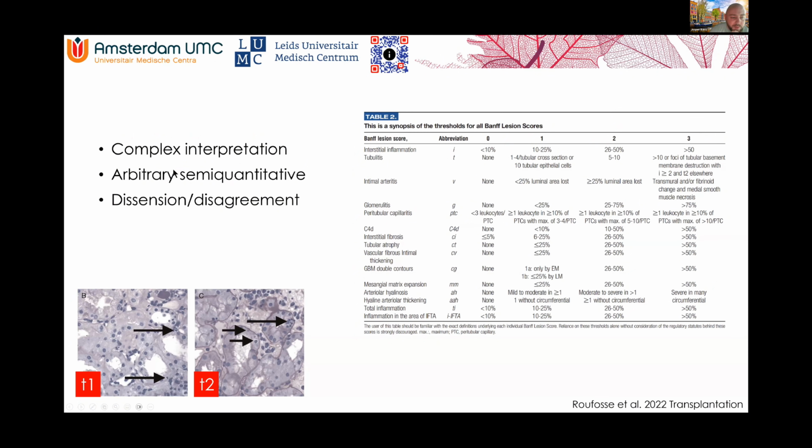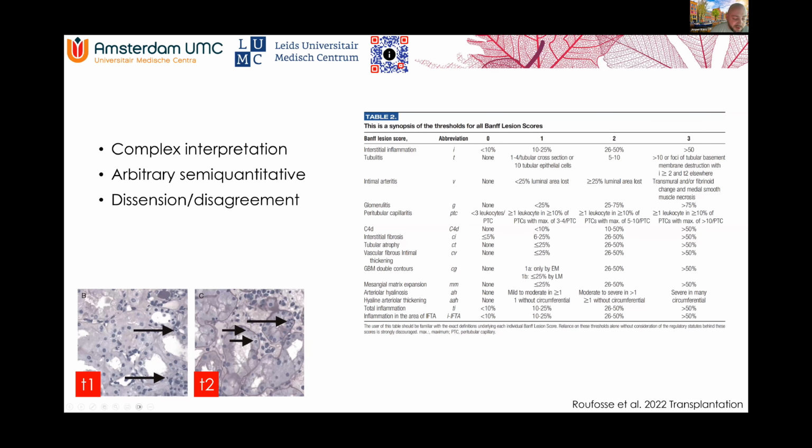But there are some inherited problems with this classification system. It's quite complex, the interpretation. You need a certain level of expertise to do that. These thresholds that you can see here are arbitrary and they're semi-quantitative. So they're not quantitative assessments of the biopsy like you would have, for instance, for a blood test. So this score is always on this scale from 0 to 3. And that also makes for disagreement or dissension amongst pathologists grading biopsies. So when you ask multiple pathologists, it might be that you end up with different grading for the same biopsy. You can see an example of the complexity here.